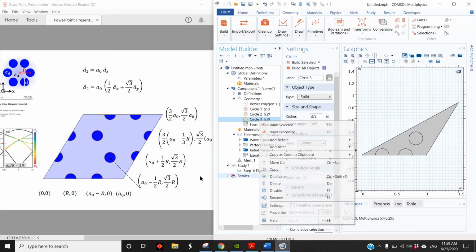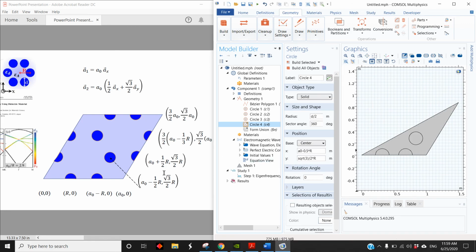Again, I duplicate this one to get this cylinder. It has dimension a naught plus 0.5 r, and the y-axis is the same, but here I also need it to be only 180 degrees, and rotate it by 60 degrees.